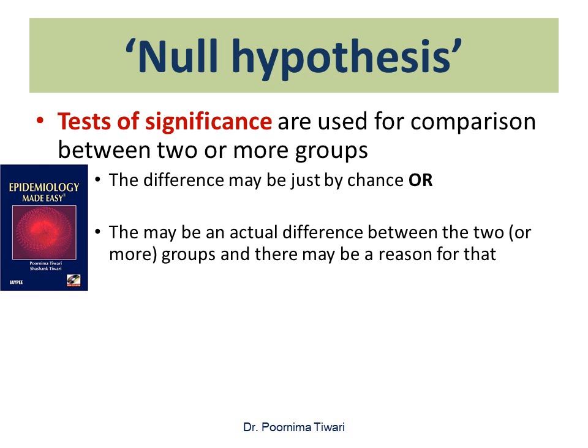How do we find out? Tests of significance do just that. They tell whether this difference is by chance or there is an actual difference between the two groups.